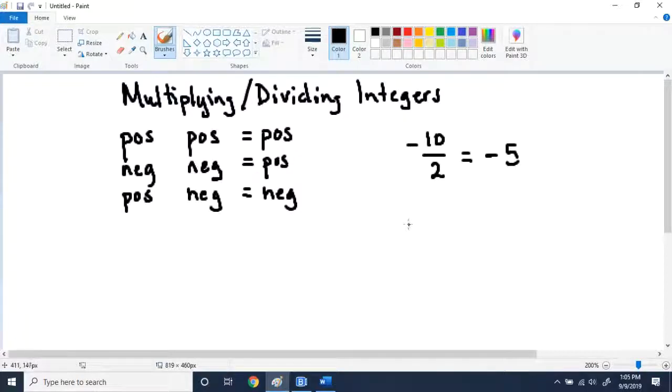You may also see the negative sign just written out in front of the problem that is not with any number. It still means one is negative and one is positive. So the answer is going to be a negative 3.